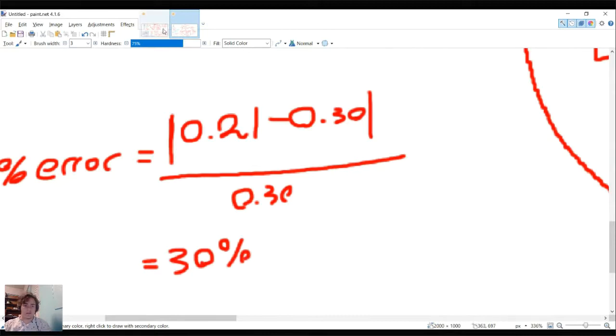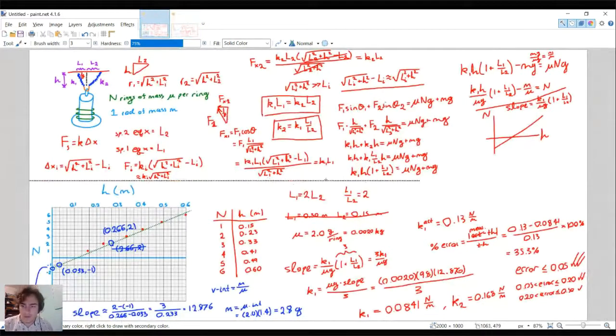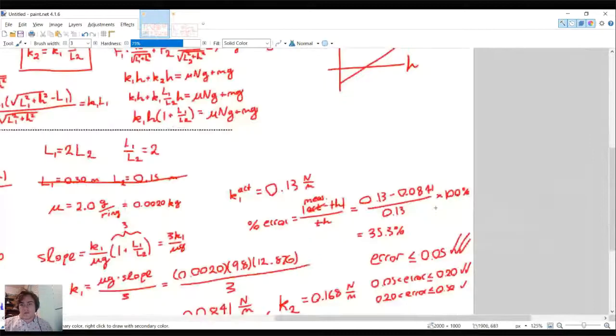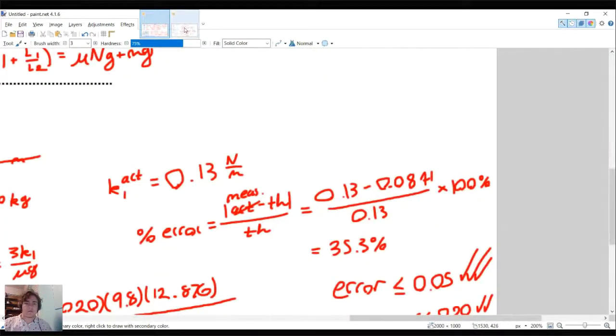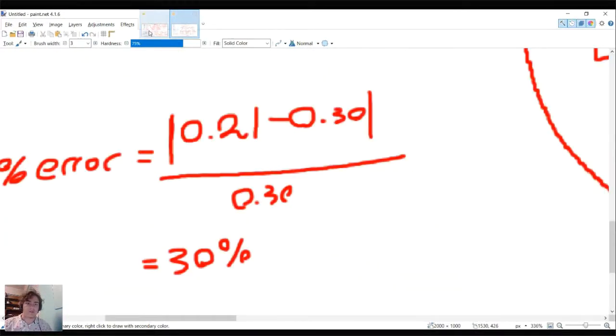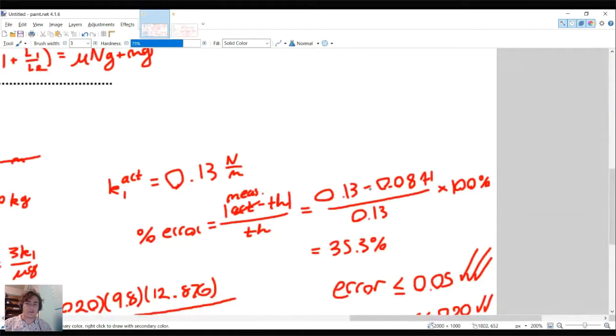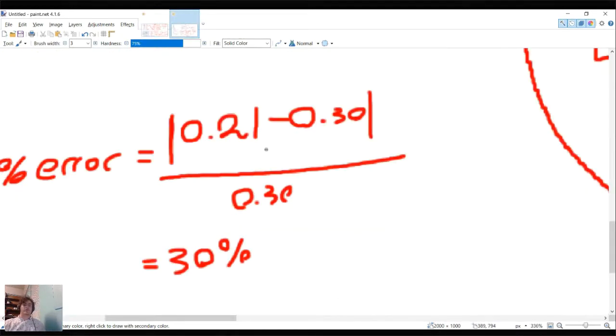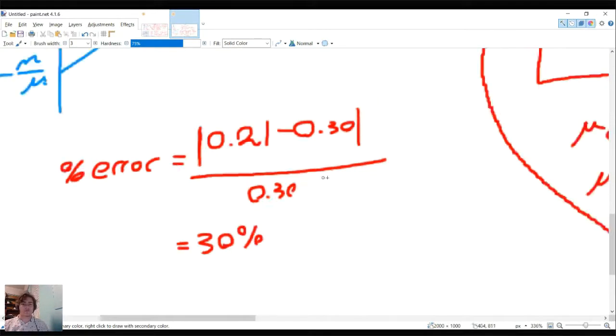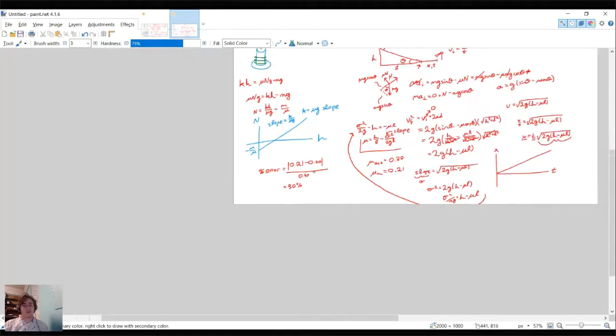So as you can see here, the actual difference was lesser than this difference, right? This is like 0.9, and this is smaller than that. So when we're looking at percent error, it measures more than difference, it measures relative difference.